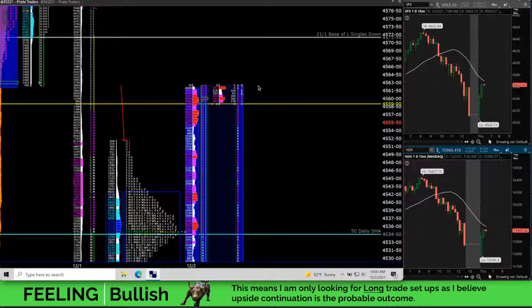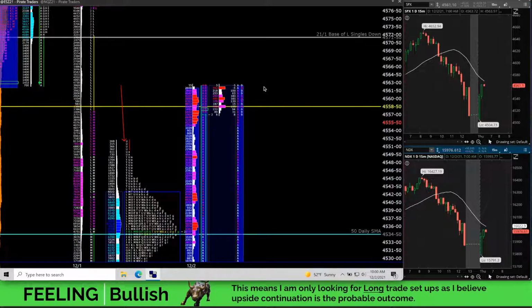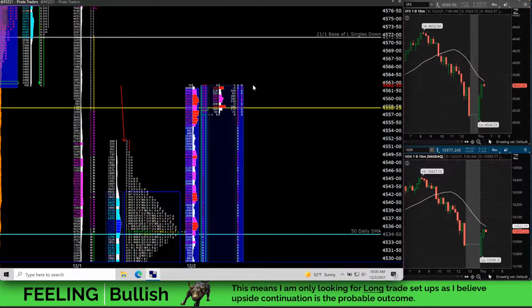All right, so we got a little poor high in the B period. We expect to get a push away from a poor high, but at some point come back and repair it.